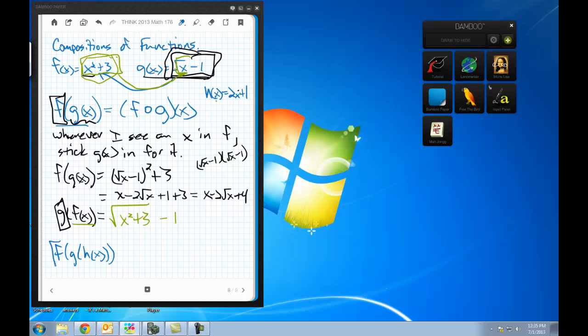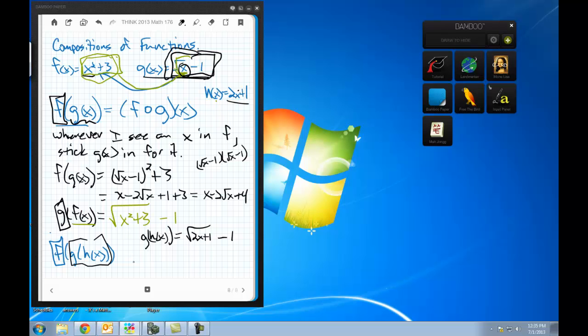At the end of the day, the dominant function is f. However, I need to deal with this g of h of x. So let's deal with g of h first. I need to know what g of h is, so when I'm done, I can stick it into f. Well, g of h of x, so I'm just doing this off to the side. G is the dominant function, and here is h of x. So wherever I see an x in g, stick this guy. So I end up with the square root of 2x plus 1, right? I stuck 2x plus 1 in for that x right there, and then minus 1. That's what g of h of x is.